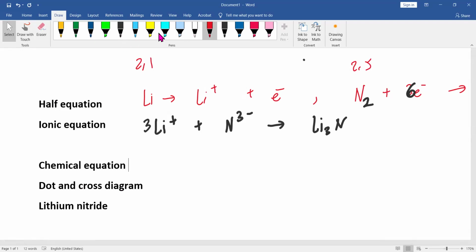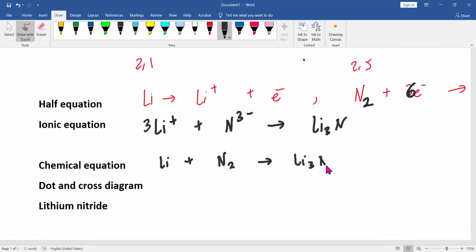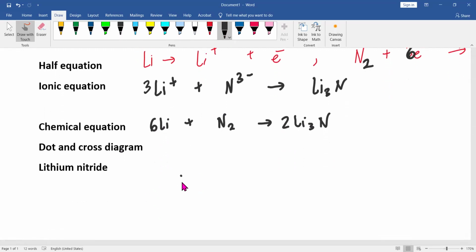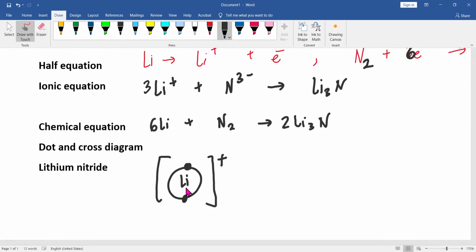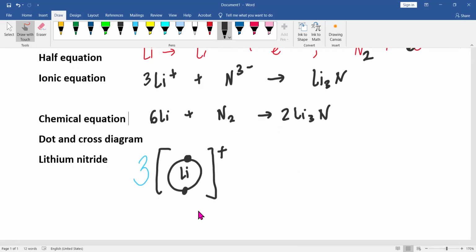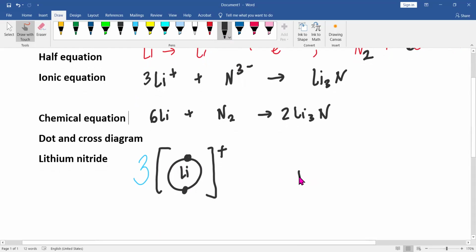Chemical equation, from 2, 1 become 2. So I need three of this, right? Usually we draw three, but I'm going to give you a shortcut this time. How to draw next time in the exam? Ask your teacher. I would say just put a three in front, but some of your teachers want you to draw all three.